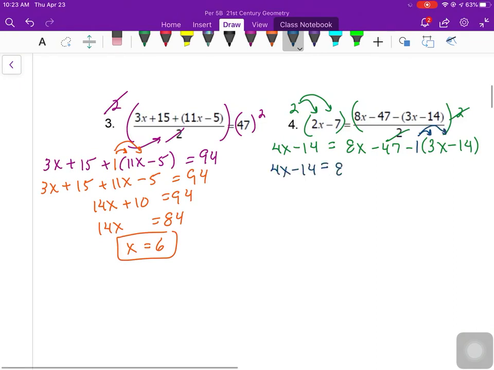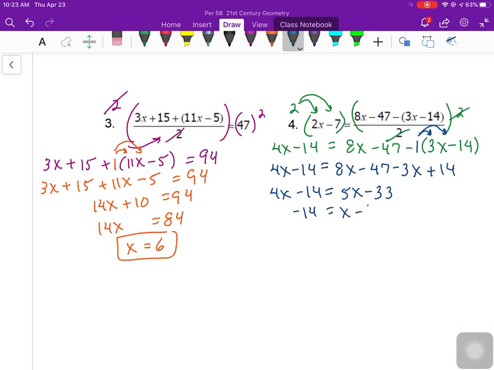So 4x minus 14 equals 8x minus 47, and then minus 3x and plus 14. -1 times -14 is plus 14. There's like terms on the right side, so we'll combine those like terms on the right side. 8x minus 3x is 5x. -47 plus 14 is -33. We have more x's on the right side, so we'll subtract 4x. -14 equals x minus 33. And then we'll add 33 to both sides, and we get x equals 19.